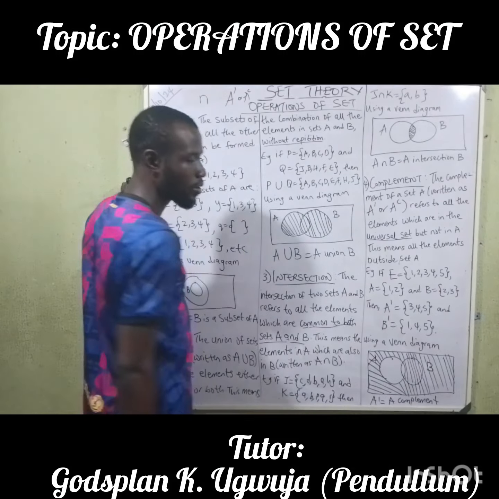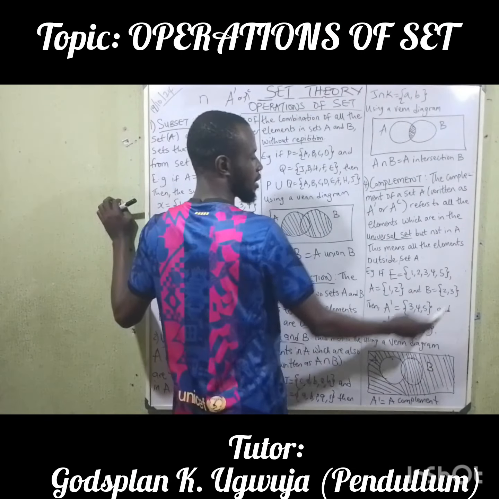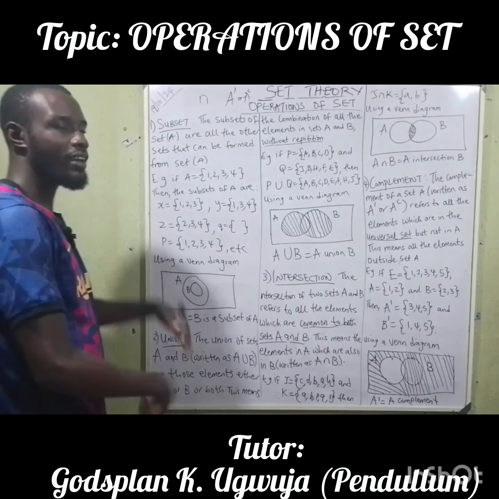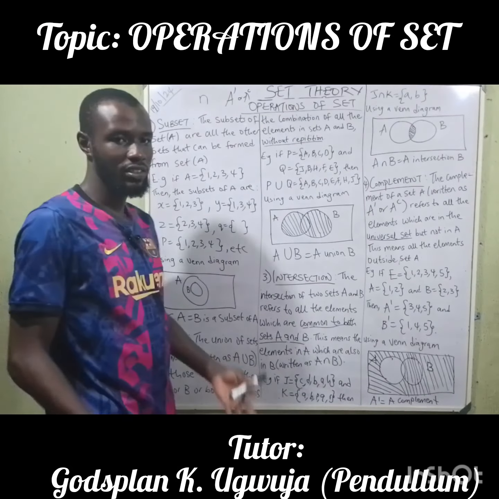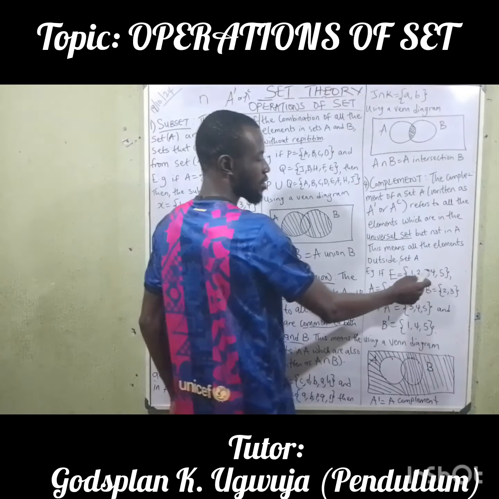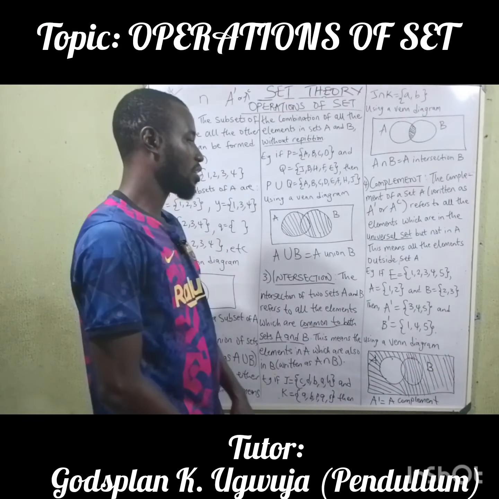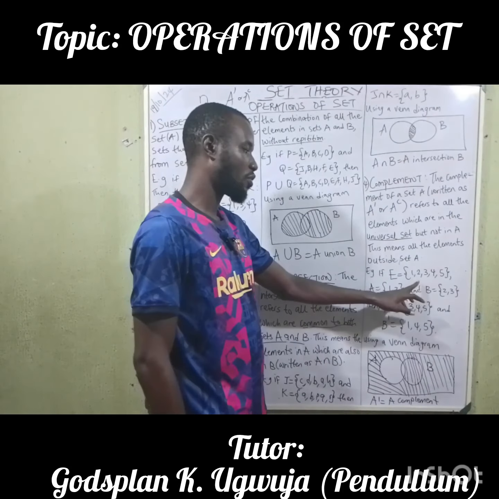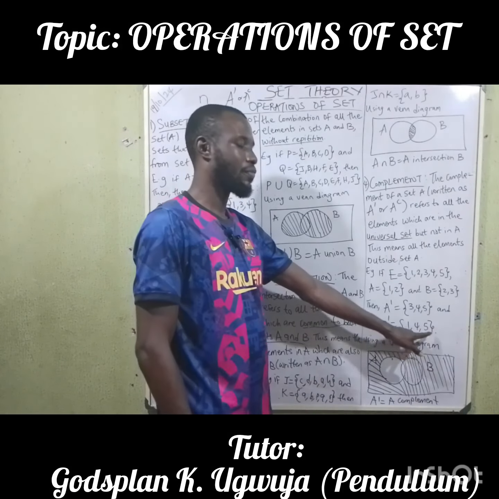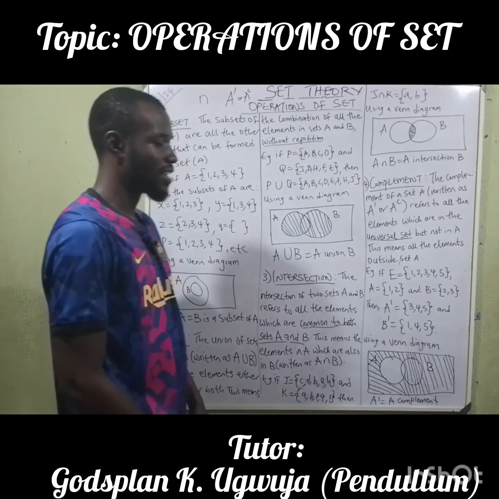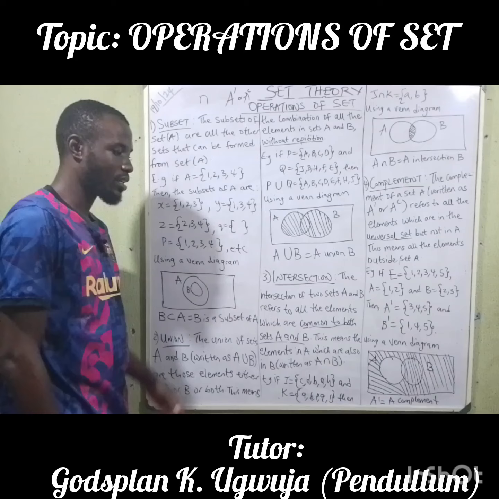Then B complement as well. B is 2 and 3. So B complement is everything outside B. Remove B, what is left? If you remove 2 and 3 from your universal set, you're left with 1, 4, 5. That's B complement, everything outside B.